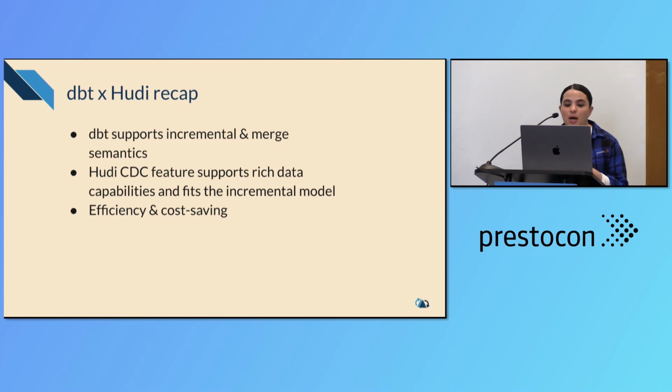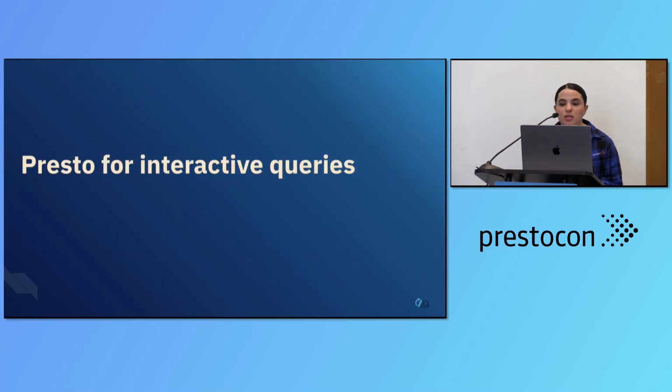To recap, with DBT and Hudi, DBT naturally supports building incremental pipelines with merge semantics. The Hudi CDC feature produces before and after images of changed records, allowing for rich data transformation. And with incremental processing in DBT, we can cut down on processing costs by limiting the amount of I/O and only processing relevant data. For example, we can avoid full table scans and just process the changed and updated data. The next way that you can get fast analytics is using Hudi with Presto.